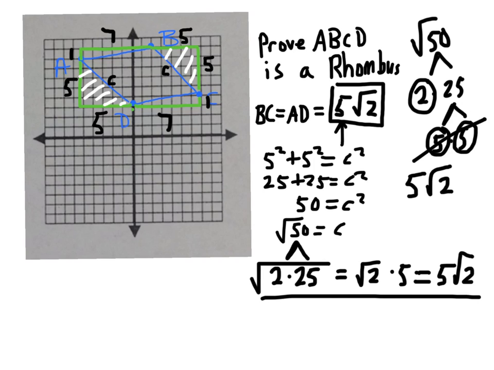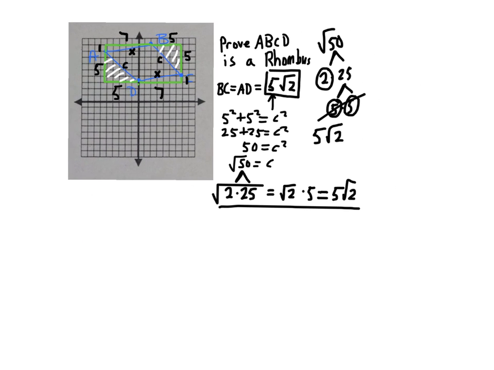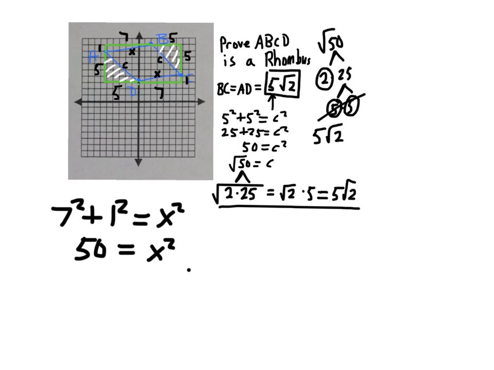So to find out these 2 missing sides, which I'll nickname x, I would use the Pythagorean theorem again. And it would be 7 squared for my A plus 1 squared for my B equals x squared. I get 49 plus 1 is 50. So 50 is x squared. And that must mean that x is radical 50, or 5 radical 2.